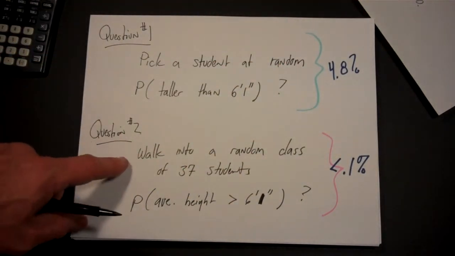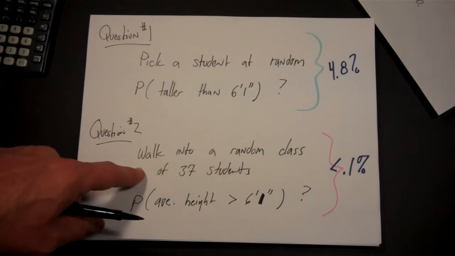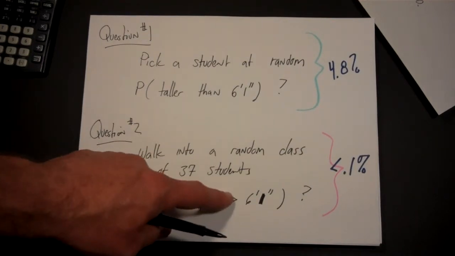And question number 2 is, what happens if you walk into a random class of 37 students, what's the probability the average height is greater than 6'1"?